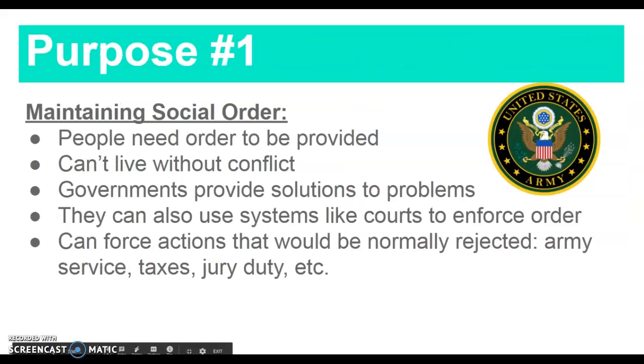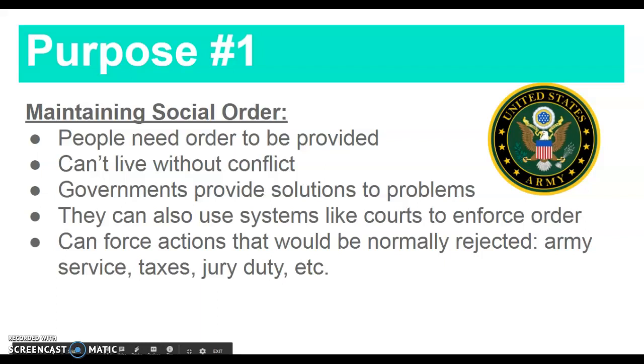So we're going to go over 4 main purposes of government. Okay, main responsibilities. So purpose number 1 is to maintain the social order. Now there's several things dealing with that. Okay, so people need order to be provided for them. People are incapable of living without some sort of conflict. There's always going to be conflict. There's always going to be people that disagree with each other.